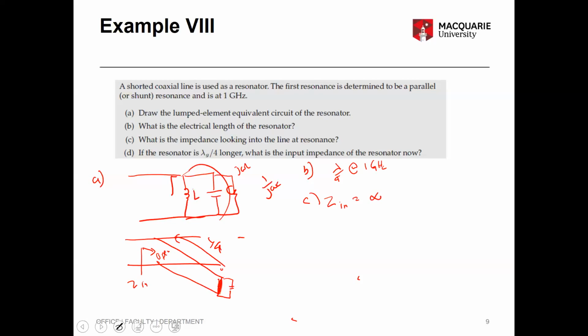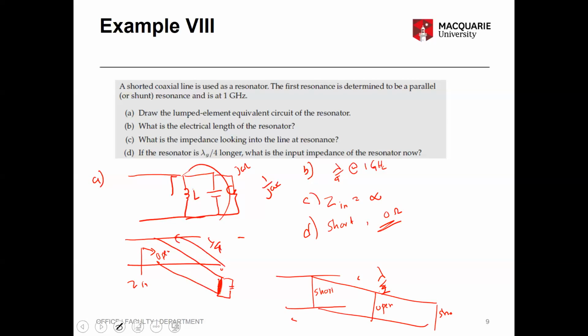would be infinite. If the resonator is lambda by 4 longer, so if it's double that length, what is the input impedance at the resonator now? So instead of having a lambda by 4, now it's talking about an even longer line. That's actually lambda by 2. So if it's lambda by 2, this becomes short, lambda by 4 becomes open, and then becomes short again after another lambda by 4. So this is actually short. That means 0 ohms is the impedance it will see.